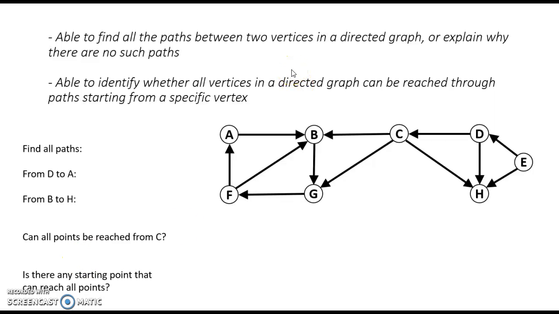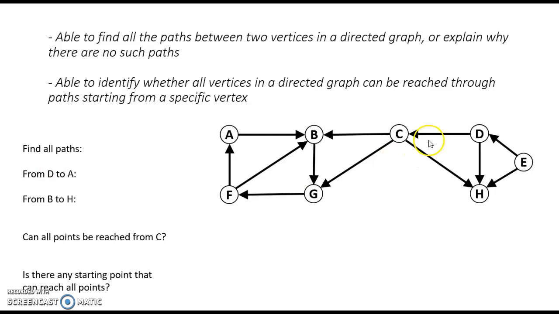Okay, a couple things we might want to do with directed graphs here. Remember, with a directed graph, each edge has a direction, and you can only travel along the edge by that direction. So you could go from A to B, but not from B to A. So the first thing we want to be able to do is find all paths between two vertices, or explain why there aren't any paths.